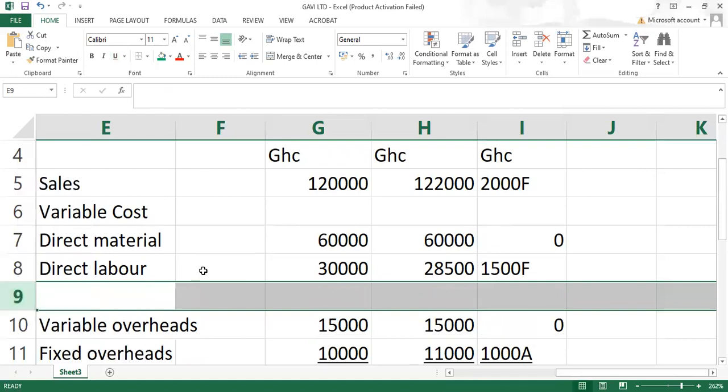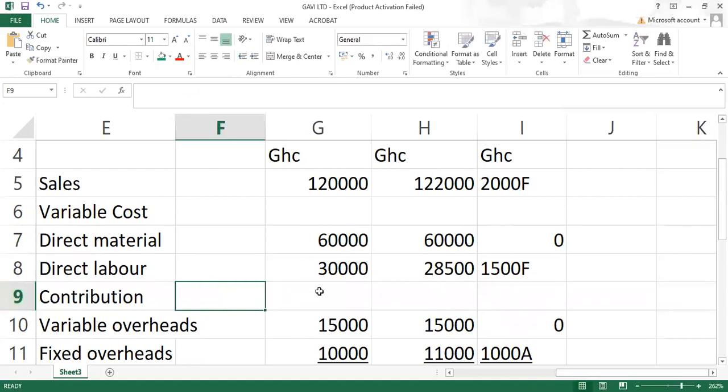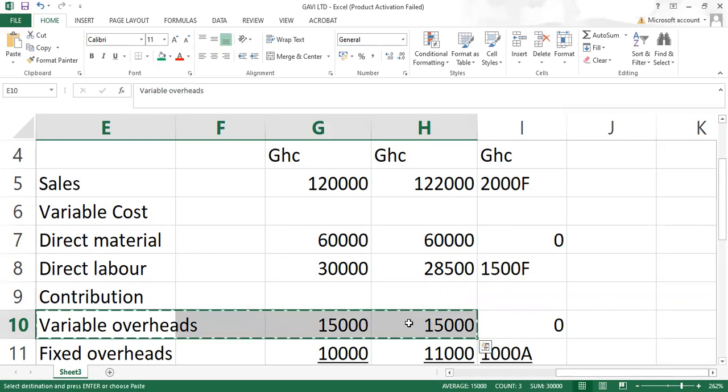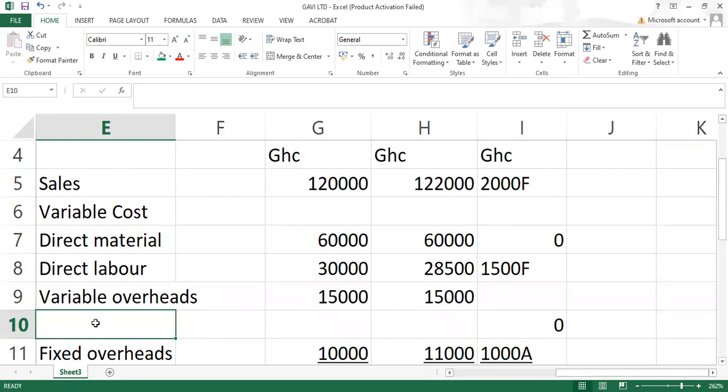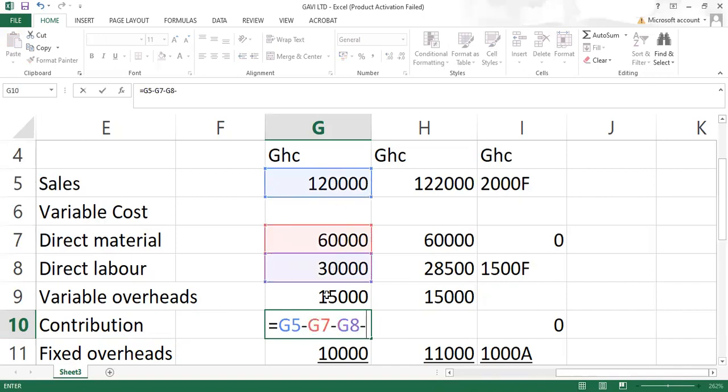But if you do it the way we did it first, we don't have any problem, because the question wasn't prepared based on profit or loss. So sometimes you prepare it based on what the question is saying. Variable overhead will come. So before the contribution will come here. So the contribution will now be this minus this minus this minus this.